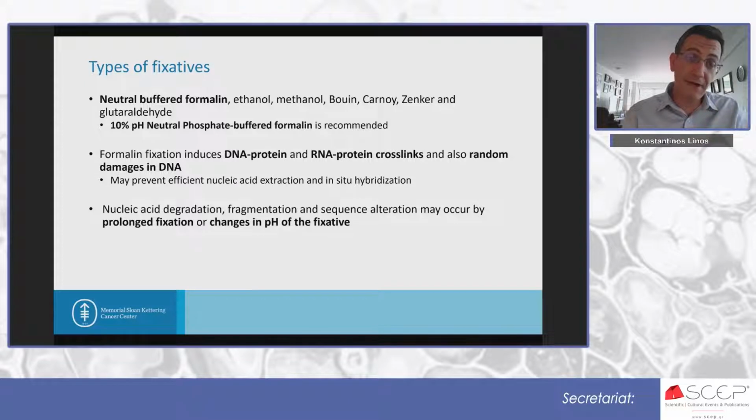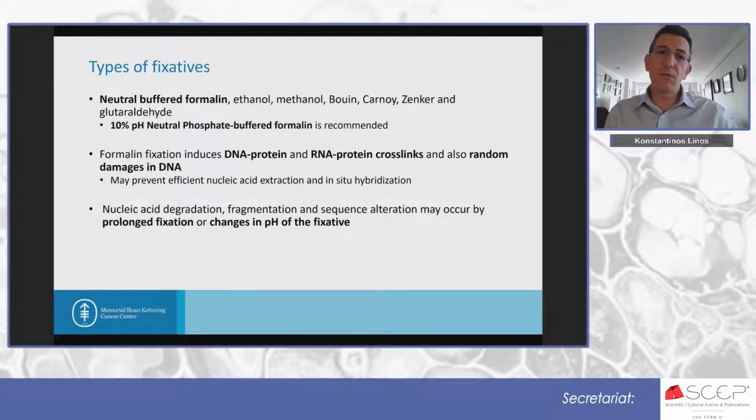If your lab is accredited by an organization, all of these are getting checked. If it's not, if you're at the lab in the neighborhood, or some kind of molecular biologist opened a lab in the suburbs in Athens with no accreditation, you have no way of actually knowing what's going on there. So what formalin does is fixate, basically inducing DNA-protein and RNA-protein crosslinks, but it also randomly damages the DNA.